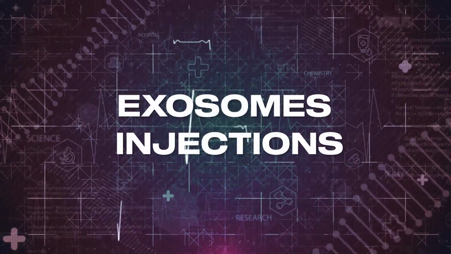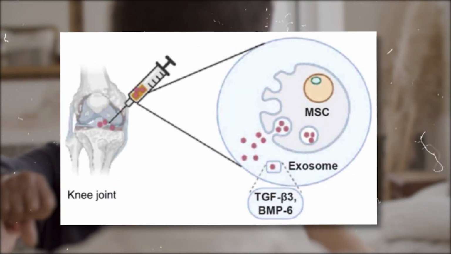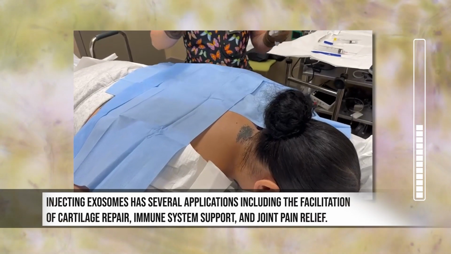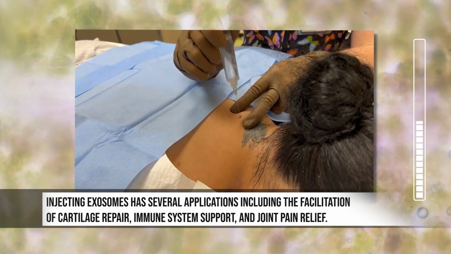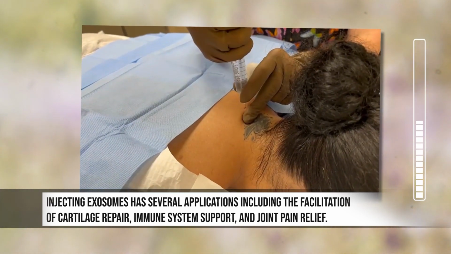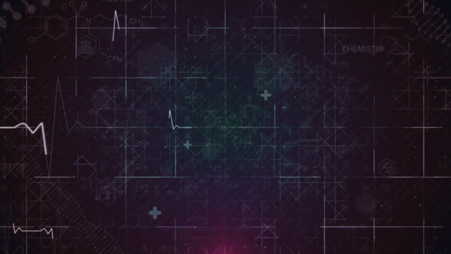Exosomes injections are now also widely used to treat osteoarthritis. Exosomes from stem cells could delay diseases and repair joints. Injecting exosomes has several applications, including the facilitation of cartilage repair, immune system support, and joint pain relief.